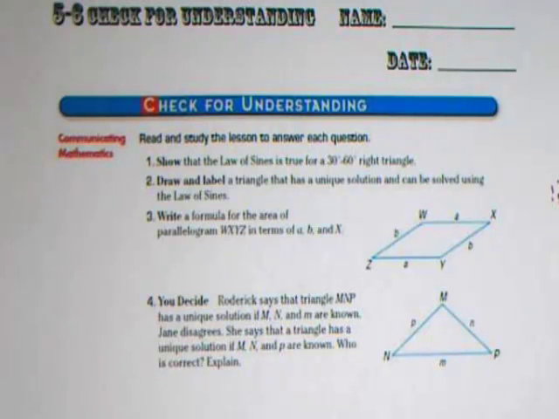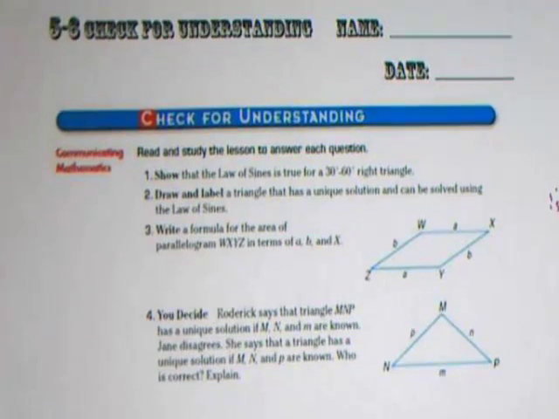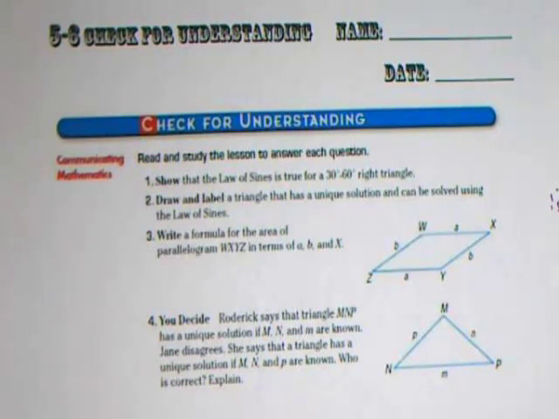This video covers the 5-6 check for understanding. It goes with the law of sines and Heron's formula, or Hero's formula in our textbook, along with another formula that we can use to find the area of a triangle. So number one wants us to show that the law of sines is true for a 30-60 right triangle.